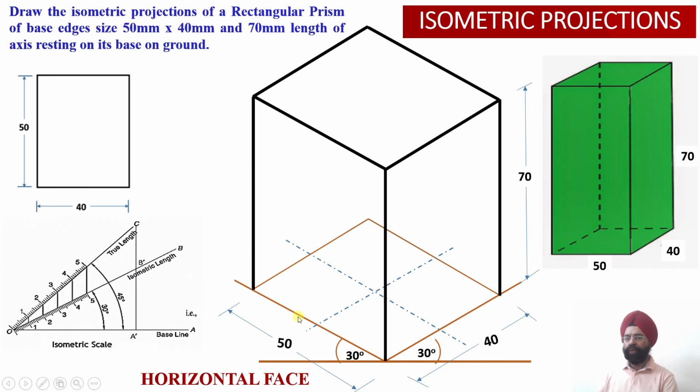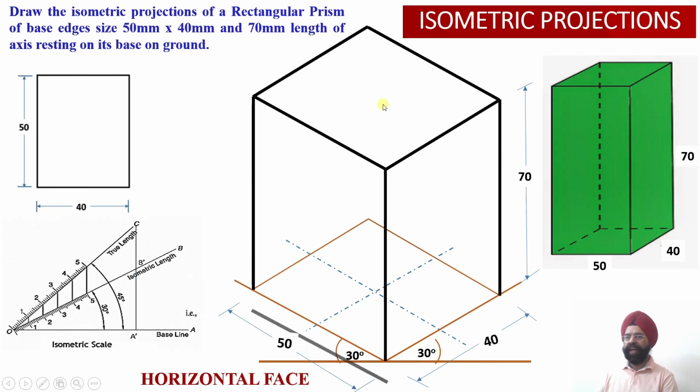This is the top face, where this edge of 50 millimeter and this edge of 50 millimeter are parallel to the isometric length which we had drawn on the isometric x-axis, this one. Similarly, this edge and this edge are parallel to the isometric z-axis, and the edge which was drawn equal to 40 millimeter over here. So this length happens to be 40, and this edge happens to be 50 millimeter, right?